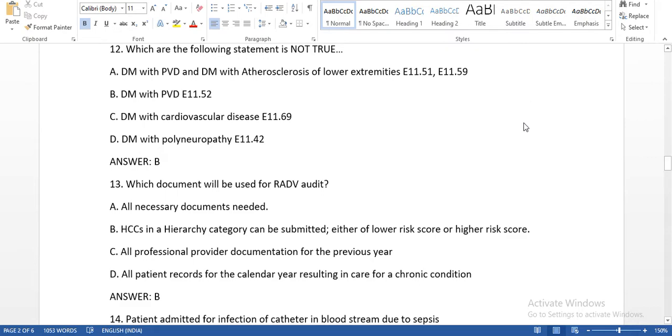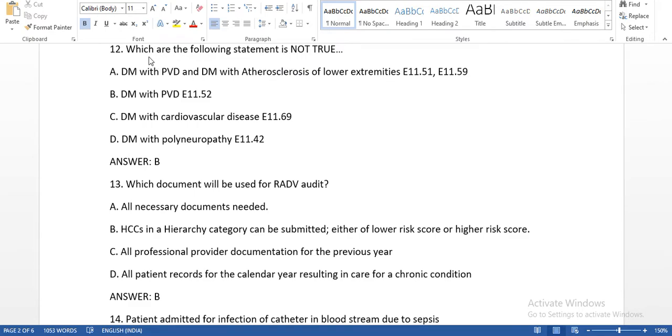Question number 12. Which of the following statements is not true? A. DM with PVD and DM with atherosclerosis of lower extremities E11.51 and E11.59. B. DM with PVD E11.52. C. DM with cardiovascular disease E11.69. D. DM with polyneuropathy E11.42. So among these four we need to check which is not true. That means one among these four is incorrect. We need to find that one.